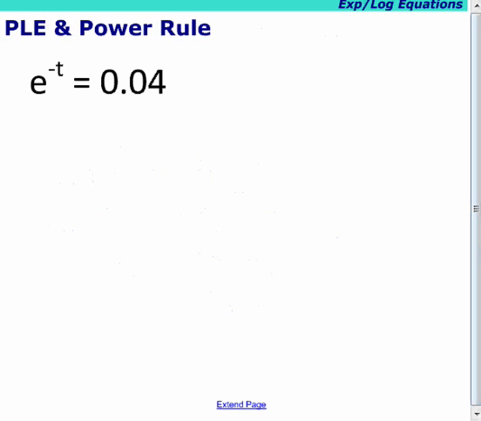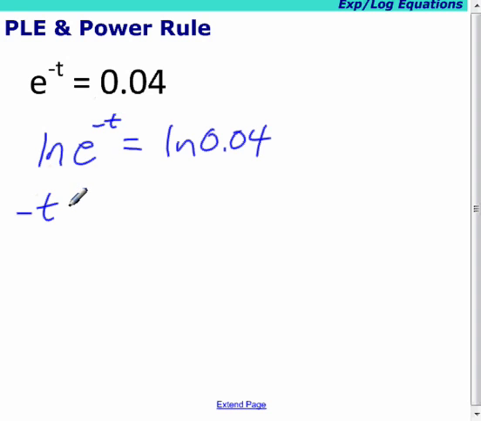Okay, let's try another one. Oh, here I've got one where, again, I have a variable that's in the exponent. This time, though, my base is e. If my base is e, it makes sense for me, because I can pick whichever one I want, but it makes sense for me, instead of using log base 10, to use log base e, which we simply call ln. So I'm going to ln this side, and I'll ln this side. Using the power rule, I can bring the minus t out front, and then I have times ln of e is equal to ln of 0.04.